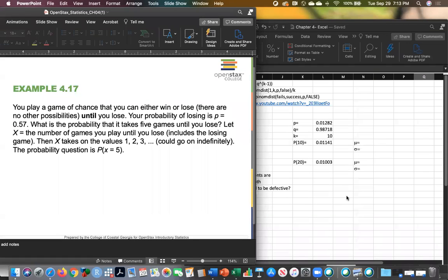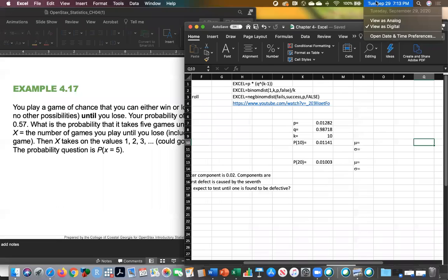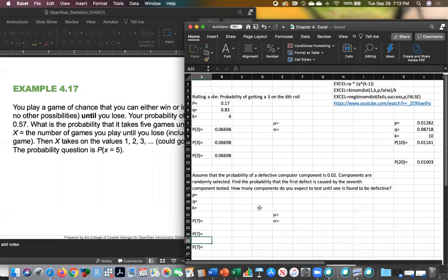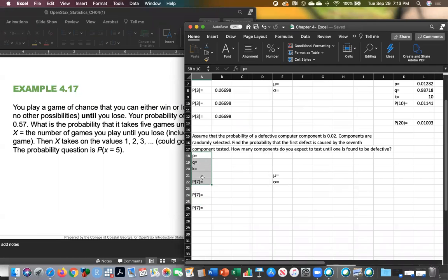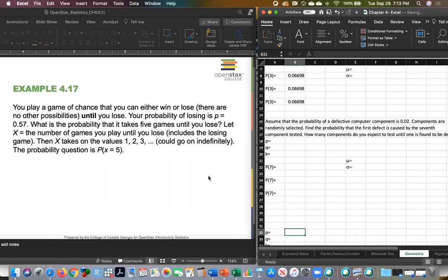So you play a game with the chance that you can either win or lose. So let me do it here. So you play a game. So let me copy this. So those are the inputs that I need. So you play a game of chances that you, oh, that's the one that we did, right? Or no? So you can either win or lose. There are no other possibilities. So that is a binomial. You win or you lose.